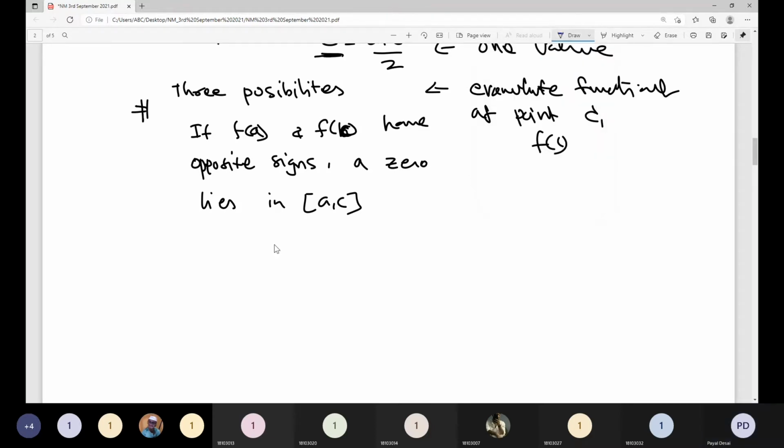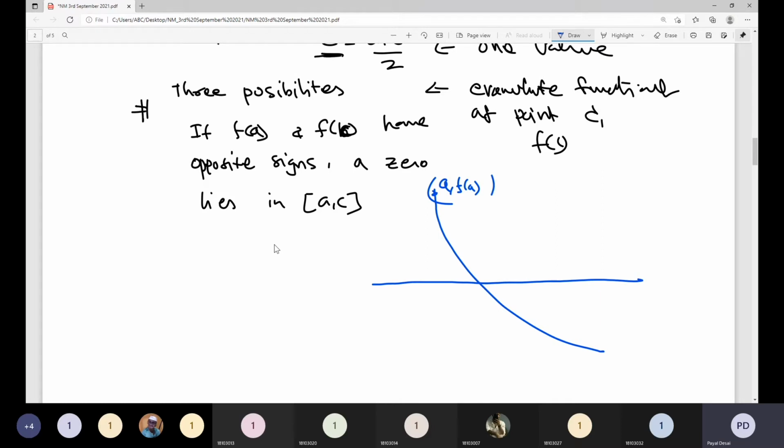See, graphically, if this is your A and this coordinate is A and FA, this is your function y is equal to fx, and I am having b somewhere here, fb, and I have found out the middle point and also evaluated the function at value c, that is this has become now c, and c का जो function you have evaluated, okay, this point is fc. So these are the coordinates c and fc.